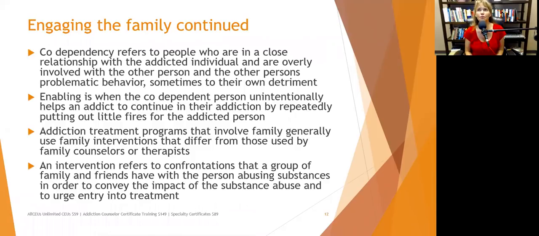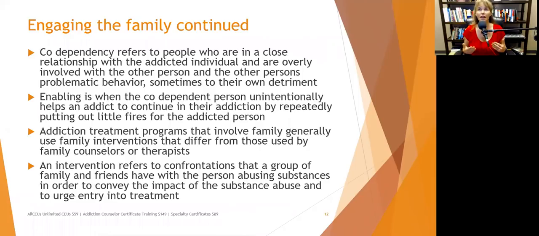Codependency refers to people who are in a close relationship with the addicted individual and are overly involved with the other person and the other person's problematic behavior, such as using, sometimes to their own detriment. So a lot of times people who are enablers or codependent are really invested in covering up for the behaviors of the person with the addiction.